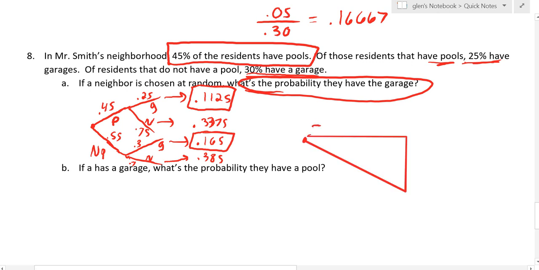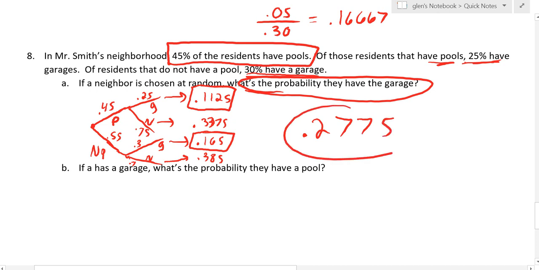0.2775. Yeah, my thing is messed up. 0.2775? Oh, so you don't have to put it over anything. Well, so because look, again, it says if a neighbor is chosen at random, which means I'm looking at all my neighbors. Oh, so it's divided by one whole, the whole group.